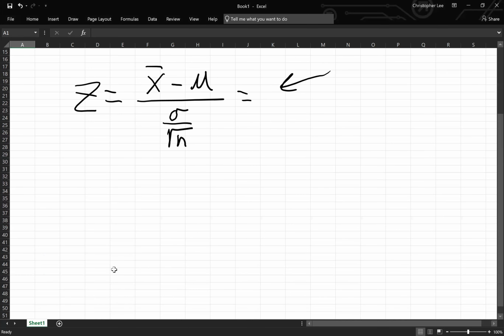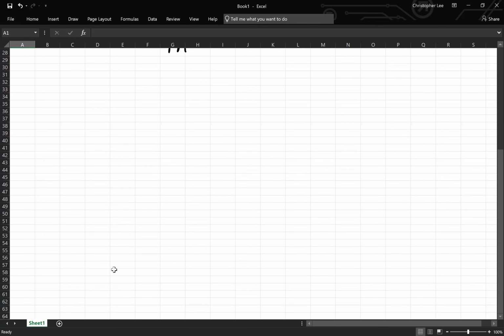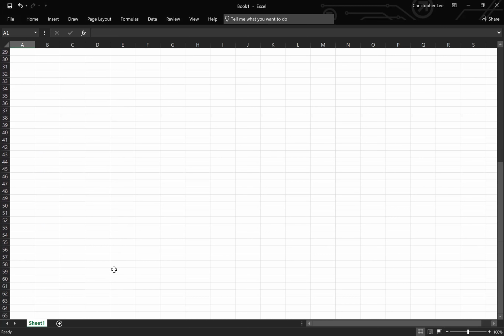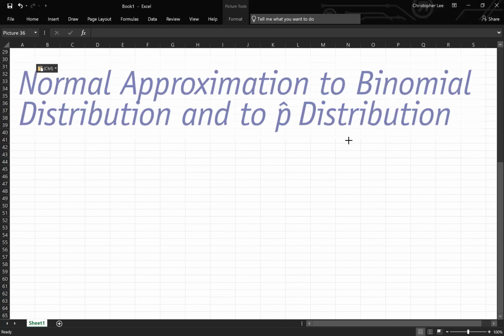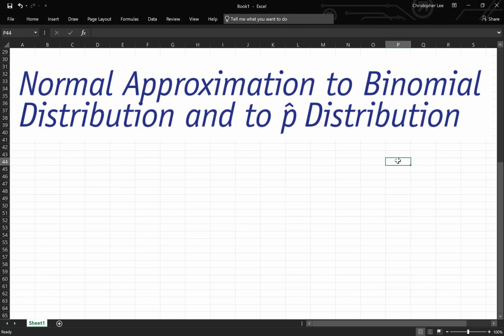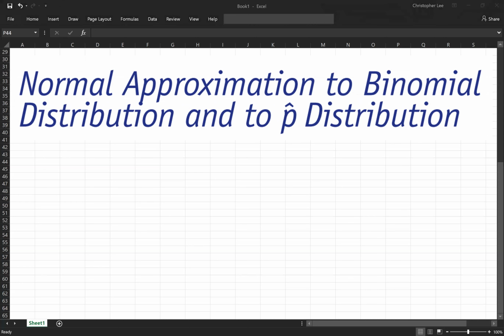So what we're doing today, we're kind of merging our binomial distribution with our normal distribution. It's gonna be really fire. Let me show you. We're going to do a normal approximation to the binomial distribution and to the p hat distribution. This is going to be really, really cool. All right, let's get it.